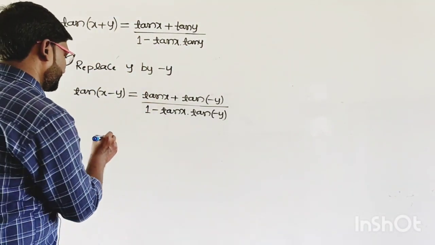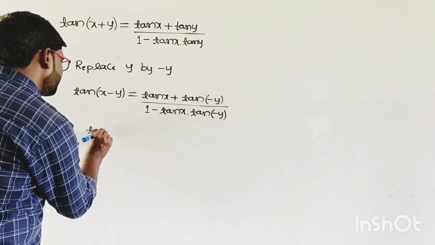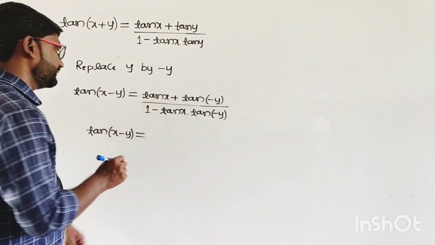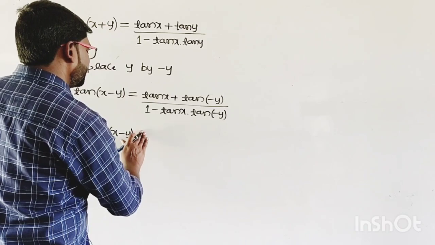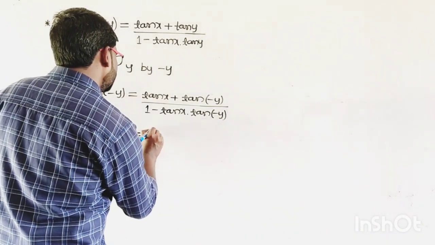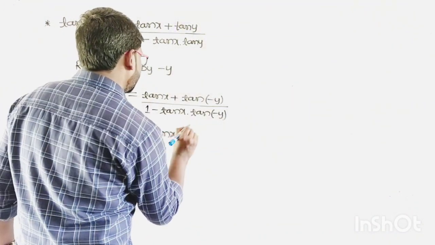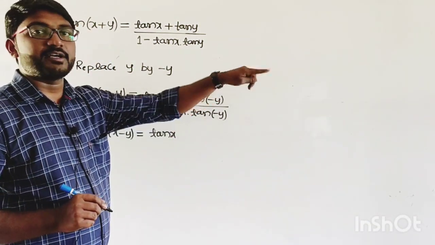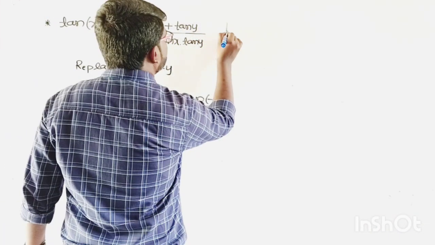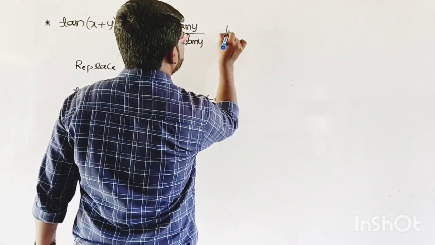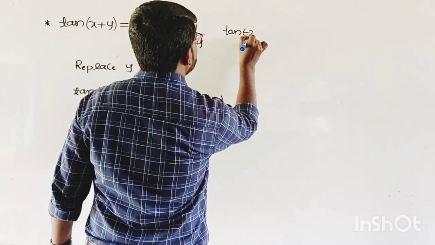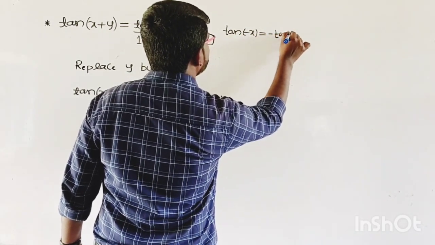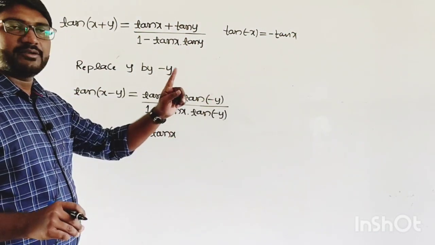Let us simplify this now. Tan of x minus y is equal to tan x as it is, then tan of a negative angle. Tan of minus x is always minus tan x. We have discussed this in negative angles. Tan of minus x is always minus tan x. We have to make use of that formula now.